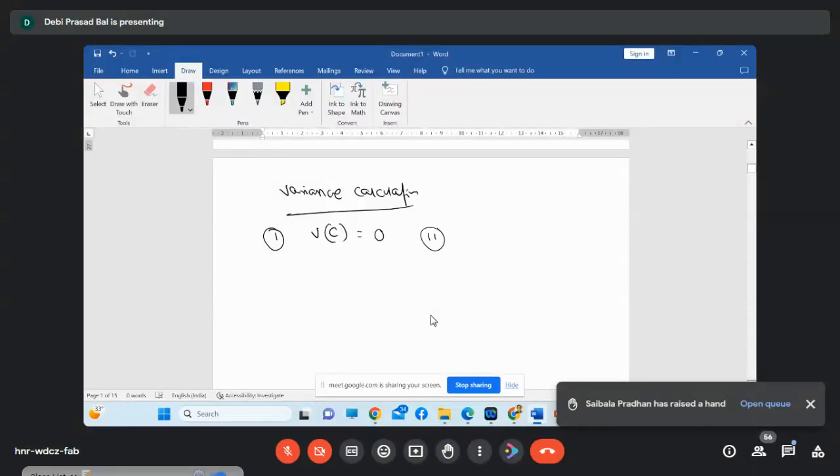Second law, the variance of the variable x plus c. Can you tell me anyone what will be the value? What can I write? Time is going fast. Variance of x, I think. I'm guessing, variance of x. Third law, variance of c times x. Can you tell me anyone? c square.